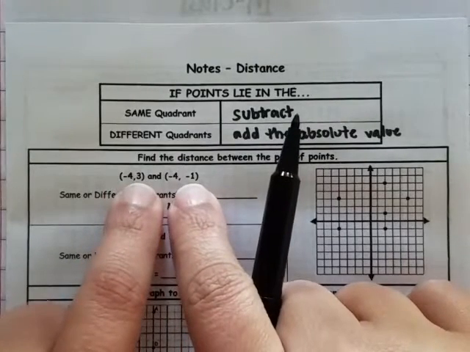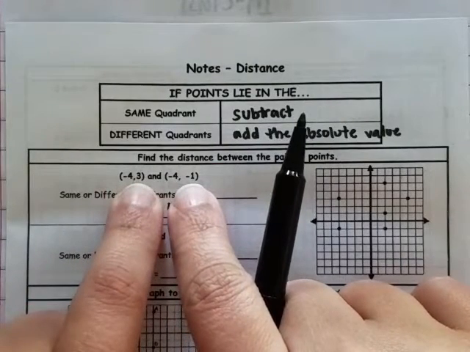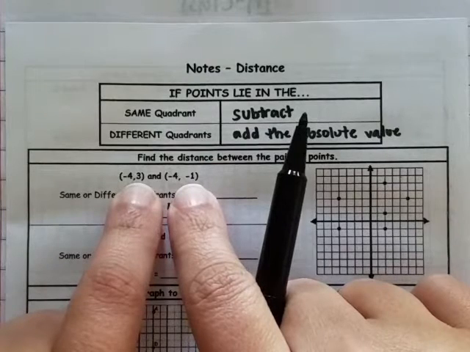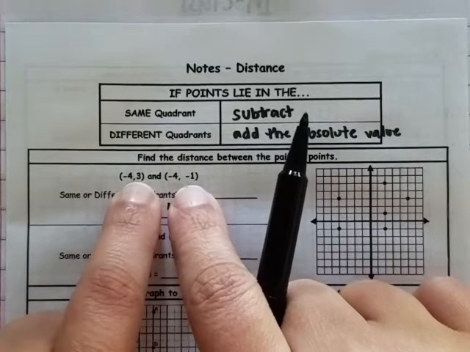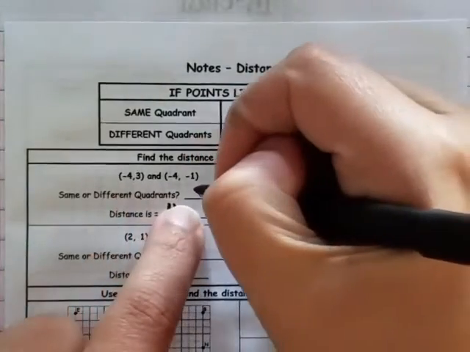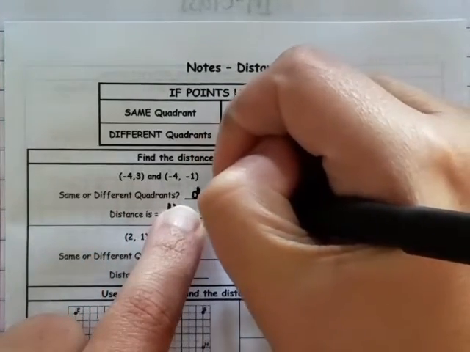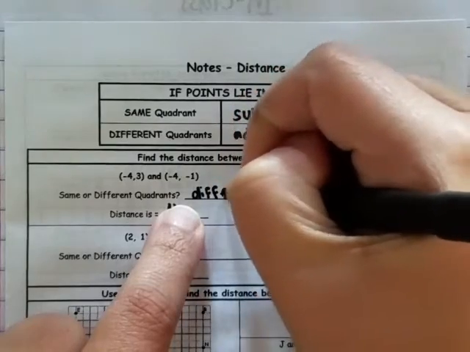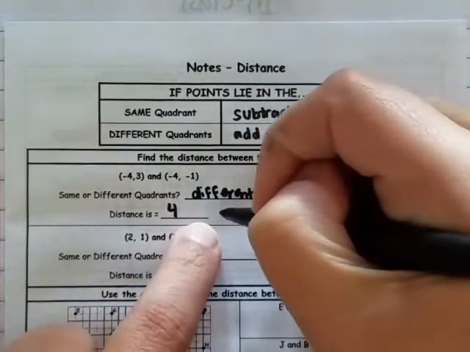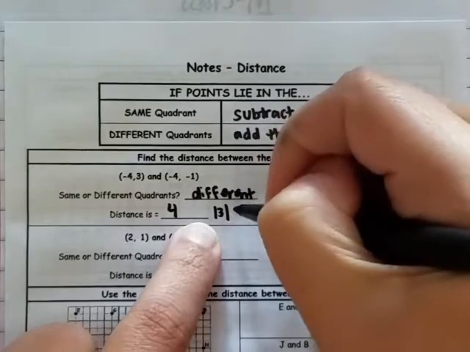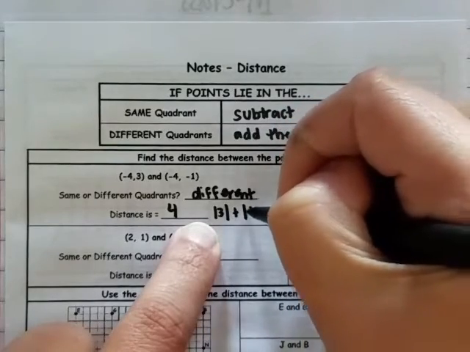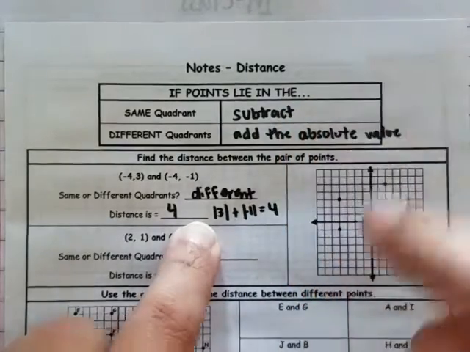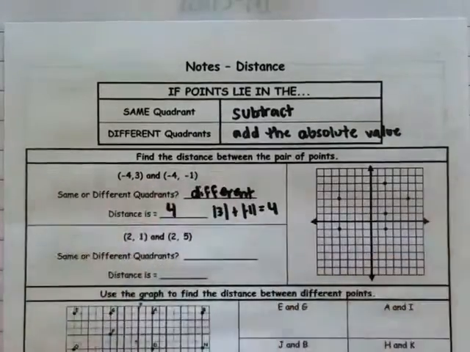So let's look here. Since those are opposite, since they're different quadrants, what we're going to do is add their absolute value. So the absolute value of 3 is 3, the absolute value of -1 is 1, and 3 plus 1 gives me 4. So we did absolute value of 3 plus the absolute value of -1, and we got 4. So that's how we did it for that problem, okay?